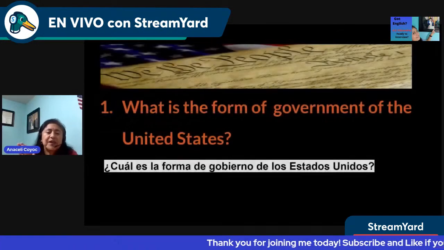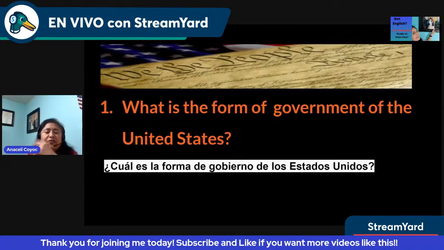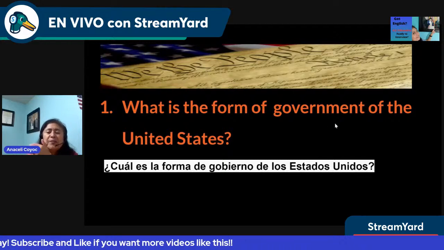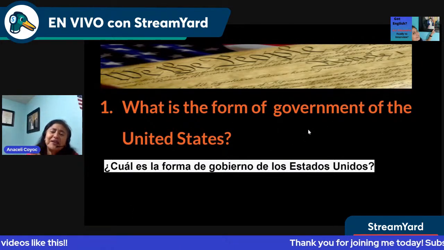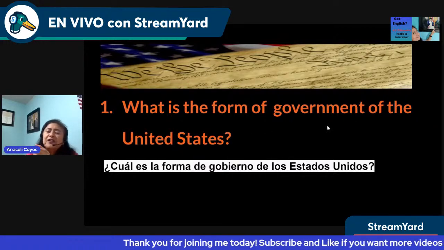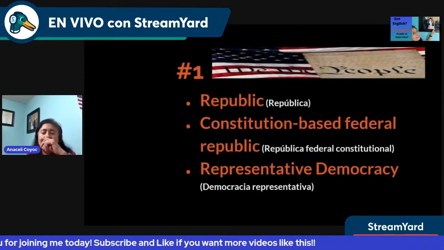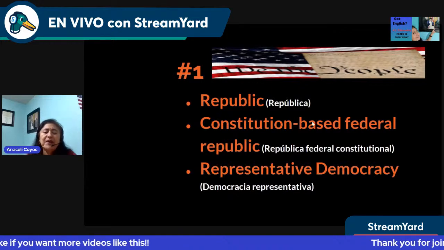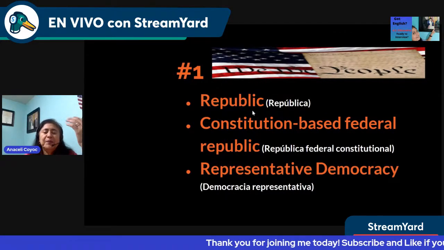Next. What is the form of government of the United States? And the answer is, remember, it has 3 components. It is a republic, government for the people, by the people.